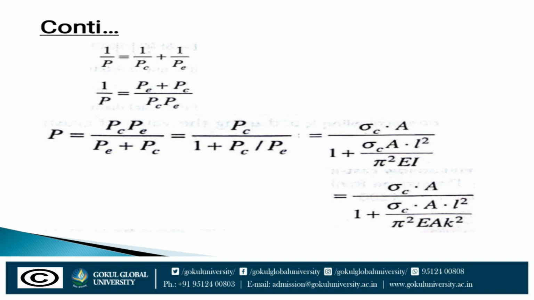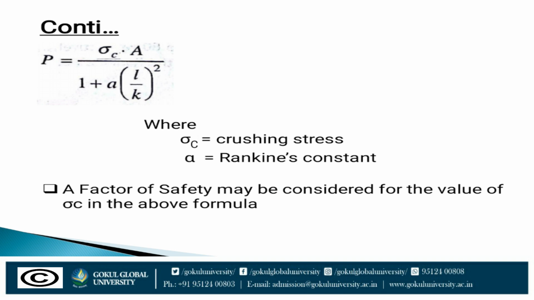1 upon P is equal to 1 upon PC plus 1 upon PE. So 1 upon P is equal to PE plus PC upon PC into PE. That equation finally solidifies to P is equal to sigma C into A upon 1 plus alpha L by K square, where sigma C is your crushing stress and alpha is your Rankine constant. A factor of safety may be considered for the value of sigma C in the above formula.